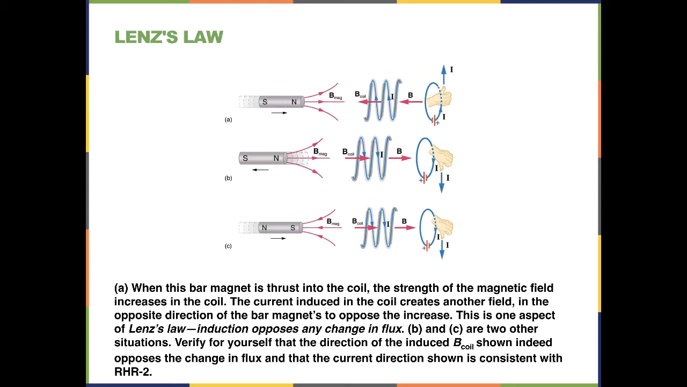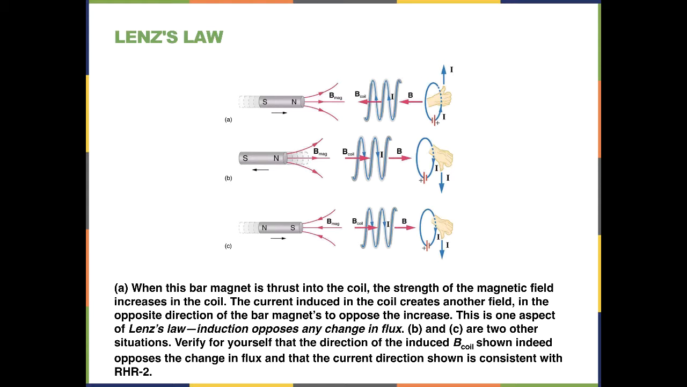B and C are the other two situations. You can use right-hand rule number 2 to show that the induced field in the coil will be in the opposite direction of the change in flux by the magnetic field. You can stop the video at this time and try this out to see if you can figure out exactly what it's talking about.